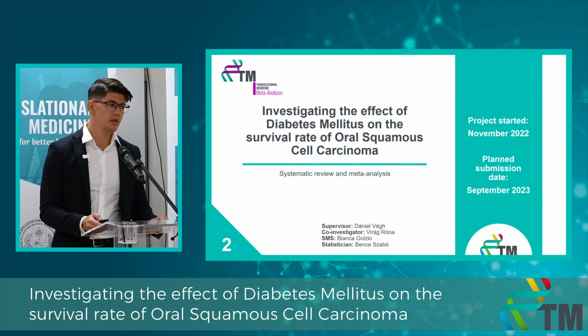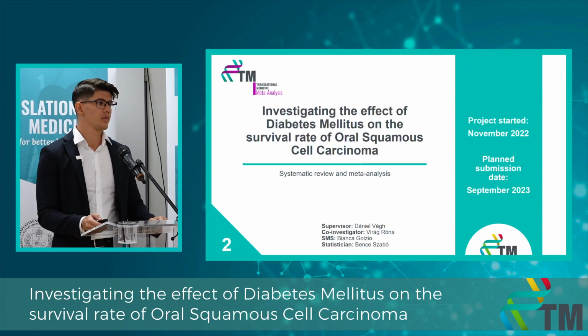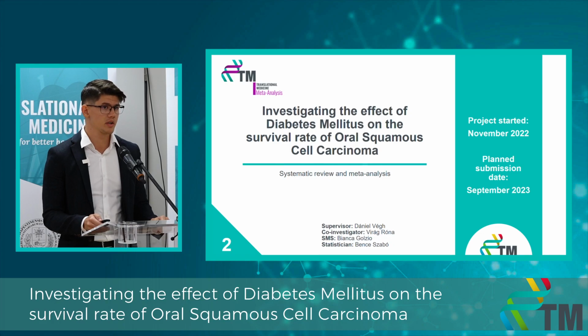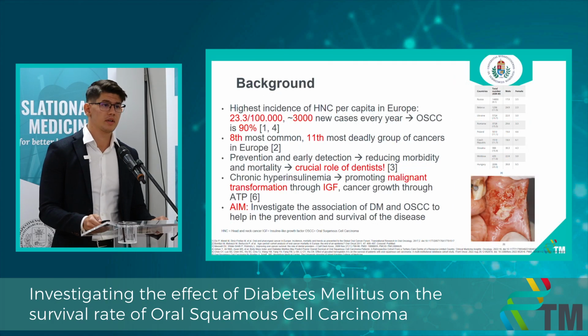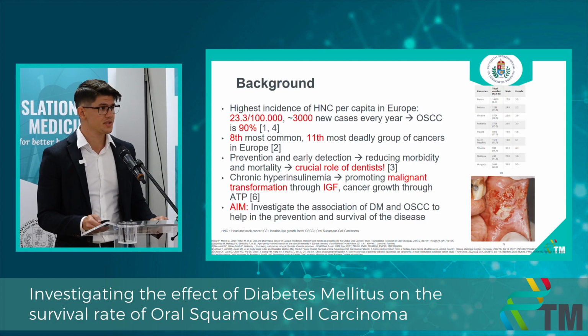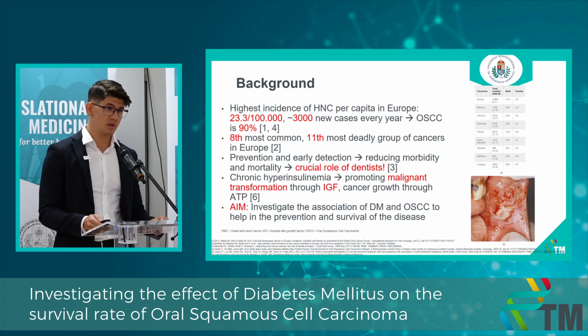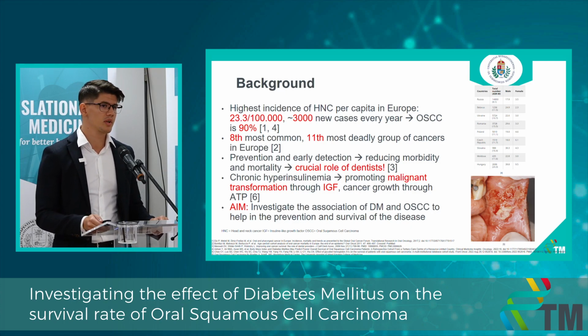Our second topic is about investigating the effect of diabetes mellitus on the survival rate of oral squamous cell carcinoma. For background, head and neck cancers are very widely spread malignant diseases all across Europe, with Hungary being in the number one place in terms of incidence rate per 100,000 capita, with 23 cases. This translates to roughly 3,000 new cases every single year. Not only is OSCC very common, but it is the 11th most deadly cancer type in Europe.